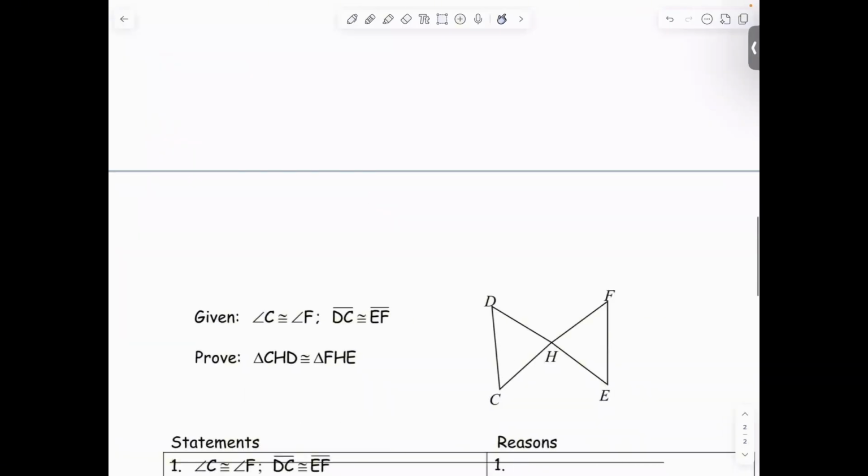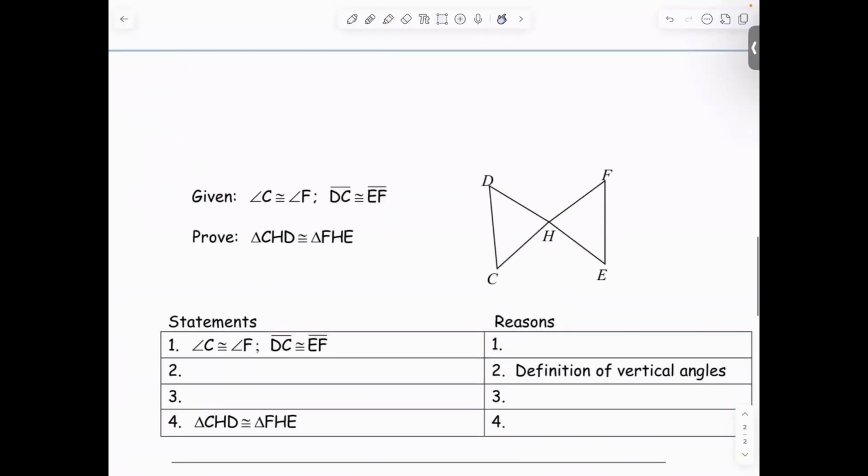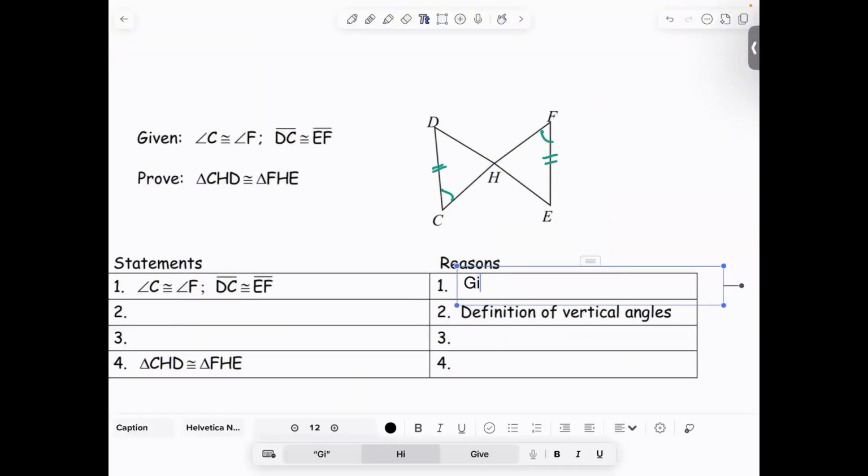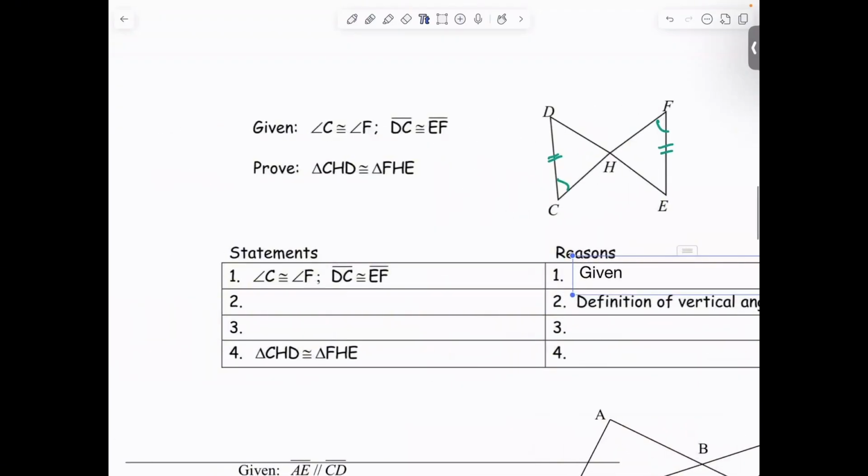Got two more left and we're done here. Okay, nice. We have some help here as well, little training wheels. We have angle C is congruent to angle F. Mark that here. And DC is congruent to EF. Always good to mark that up. And if we scan the top, oh, good. They gave us the statements already given, so I don't need to put that. Almost 99.9% of the time, we'll just say given for the reasons on the first statement because it matches. That's verbatim of what's up there.